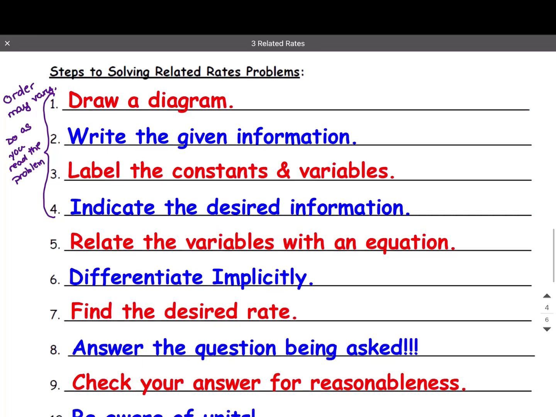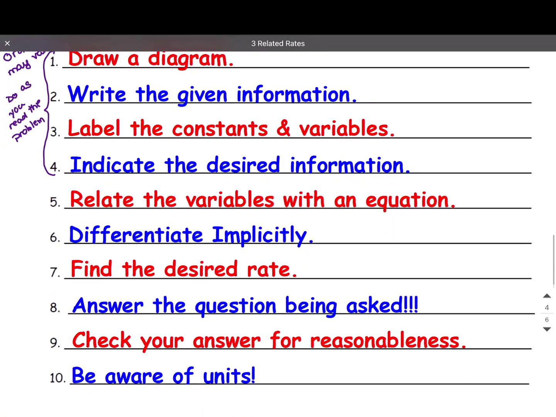Okay, then you're going to relate the variables with an equation. You're going to differentiate implicitly. You're going to find the desired rate. You're going to answer the questions being asked. You're going to check your answer for reasonableness and be aware of units.